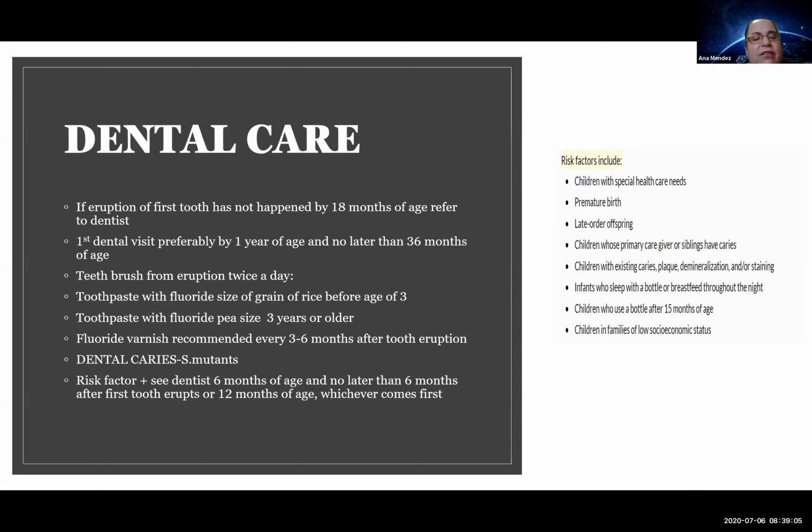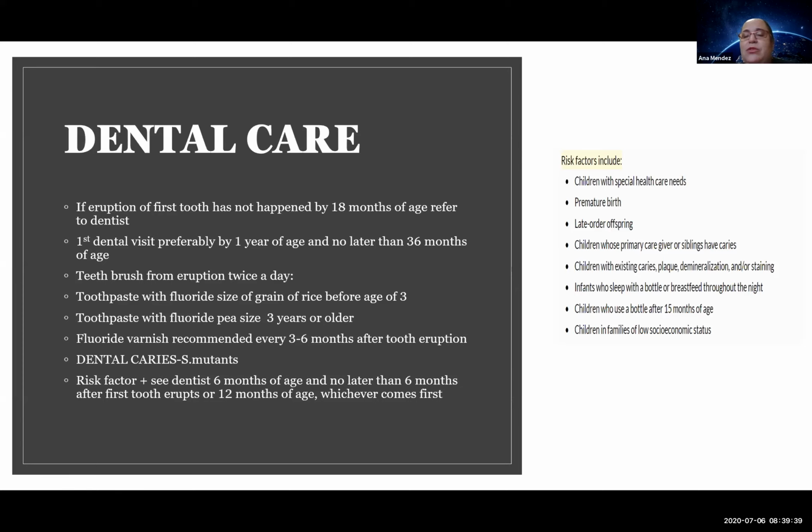And dental caries are a combination of bacteria, usually S. mutans, the most common one. Regarding the risk factors: a child should see a dentist at 6 months of age and no later than 6 months after the first tooth erupts, or 12 months of age, whichever comes first, if you see that the child has risk factors. And the risk factors are here: children with special healthcare needs, especially like cerebral palsy.